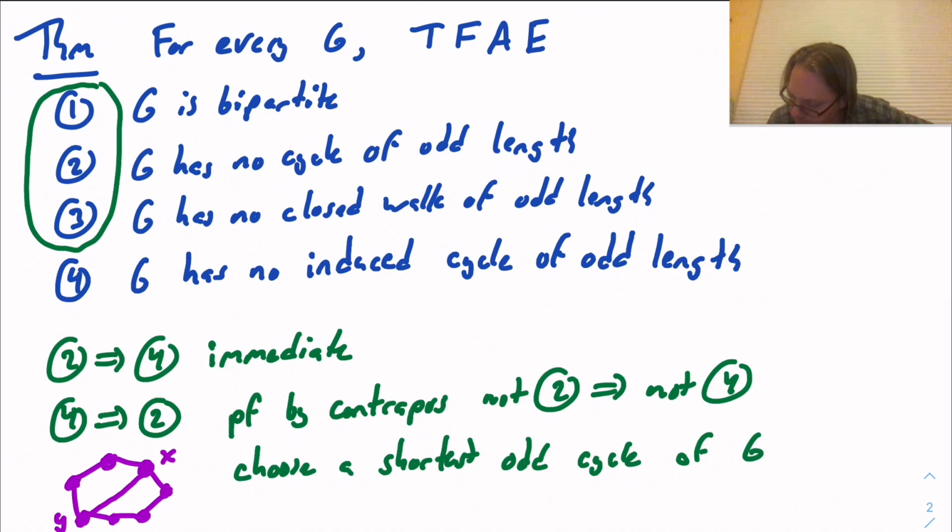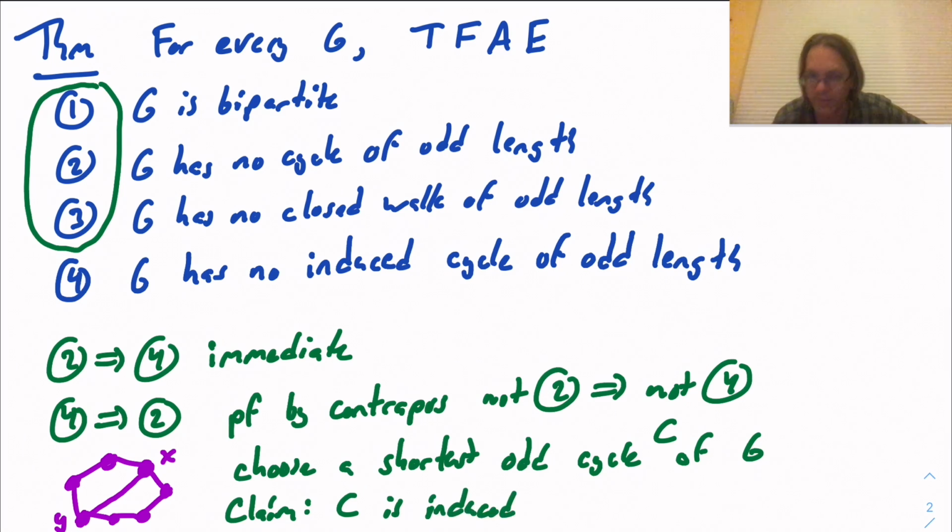Let me give it a name. Let's choose the shortest odd cycle, C of G. The claim is C is induced. Again, the proof of this claim is just a quick contradiction. If it's not induced, there's this edge. One of those two new cycles that you form is going to be a shorter cycle of odd length. That means C is an induced odd cycle, and that means you're done. That's all there was to prove.